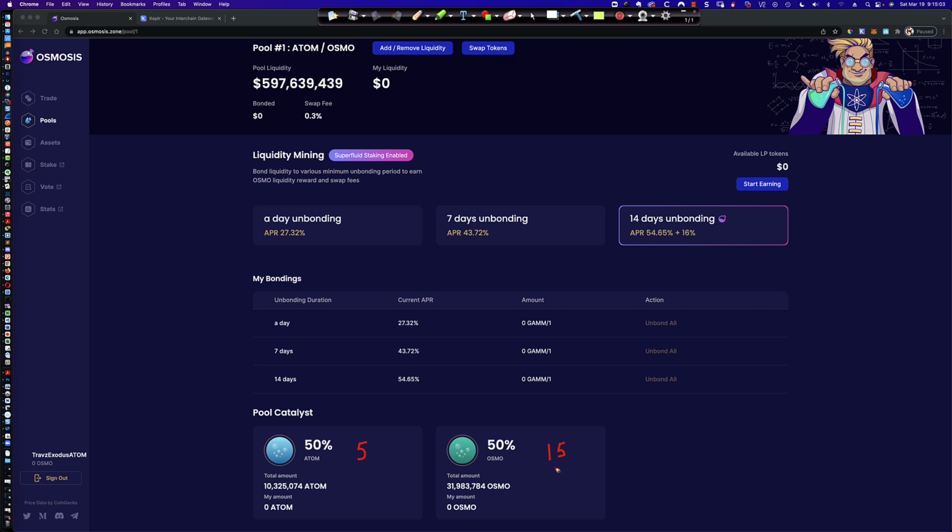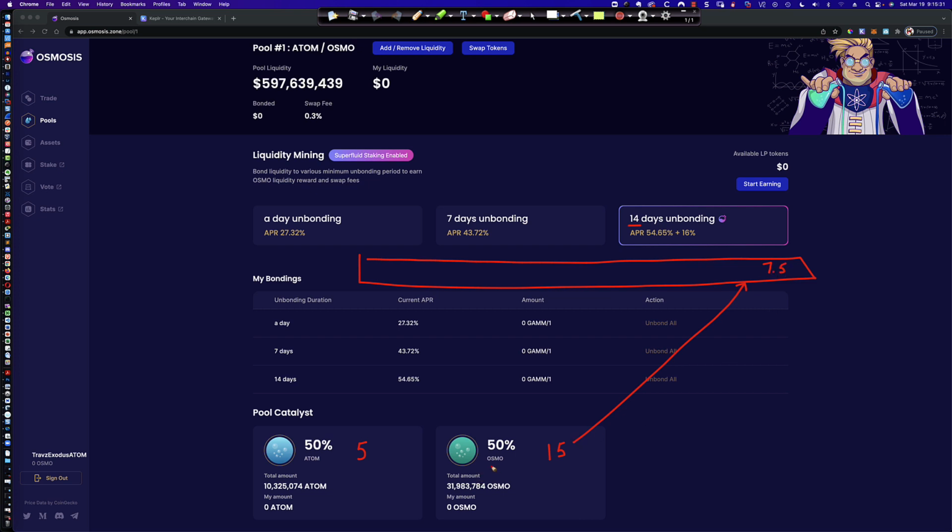So I would put in 15 Osmo, pair it with 5 Atom. That's my liquidity provider tokens that I would get, right? That's that asset that I get that I can then stake and participate in superfluid staking with the 14-day bonding period. And you're going to see, it's not here, but right down here, there's going to be this other box that's going to show half of the Osmo. So in our case, it would be 7.5.